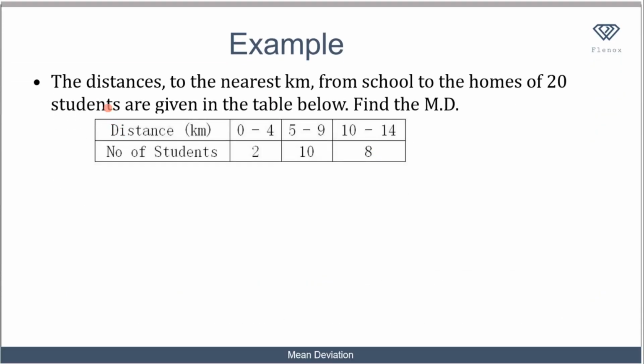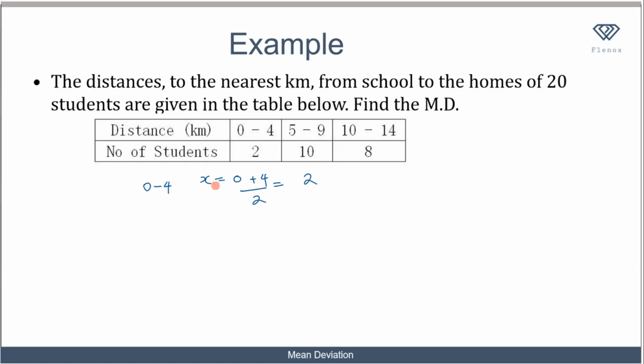So now we are told that the distances to the nearest kilometer from schools to homes of 20 students are given in the table below. Find the mean deviation. So these are the distances, and these are the number of students that cover these distances. For our first class interval, we have 0 to 4. To find the value of x, we add the lower class limit 0 plus the upper class limit 4 divided by 2, and that becomes 4 over 2, which is 2.